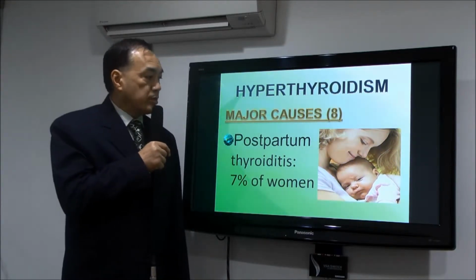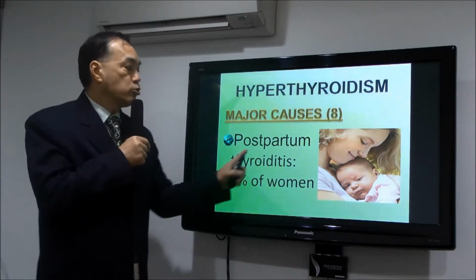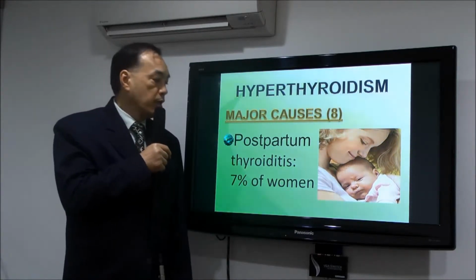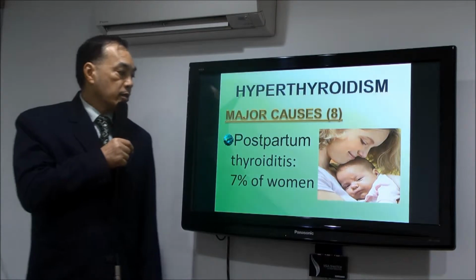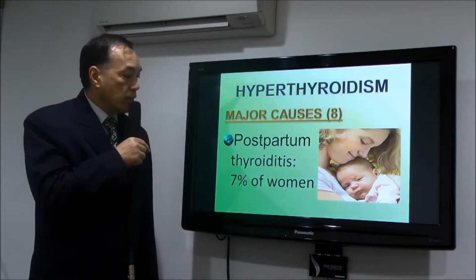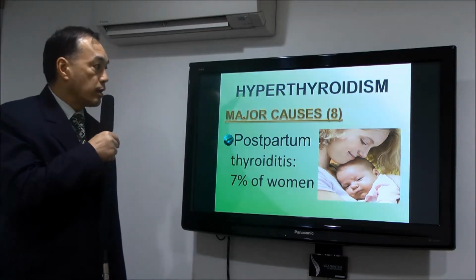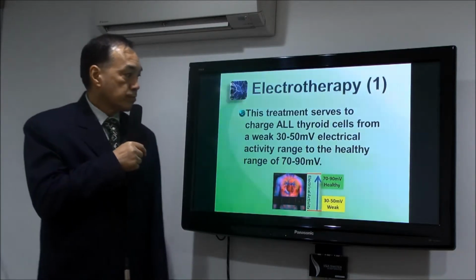There's a less common hyperthyroidism, which is a temporary one, called postpartum, that means after giving birth for ladies. Their thyroid glandular cells become inflamed and produce much more thyroxin hormone.